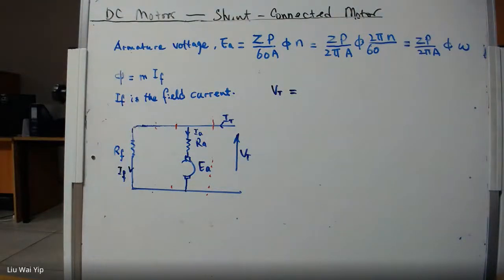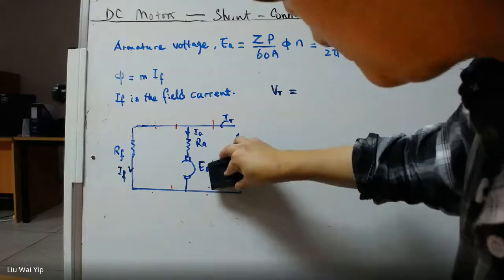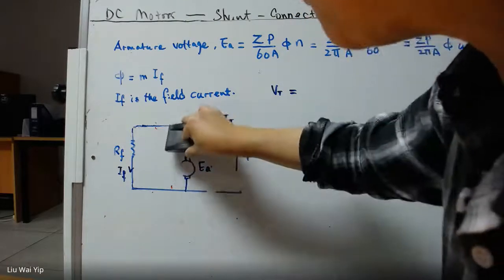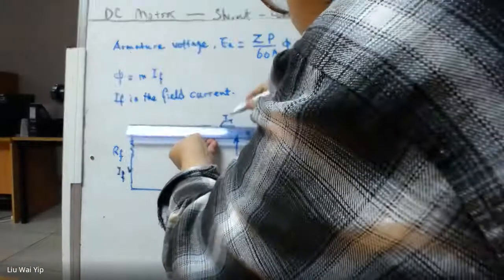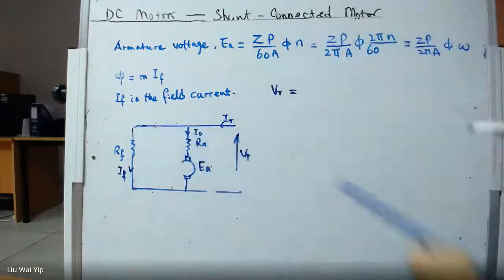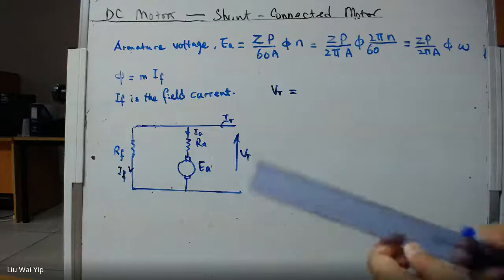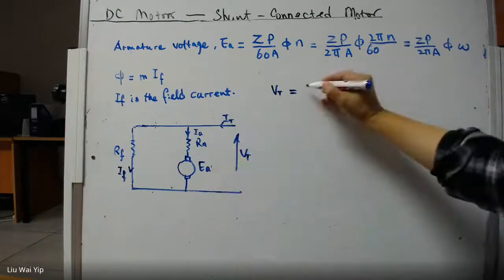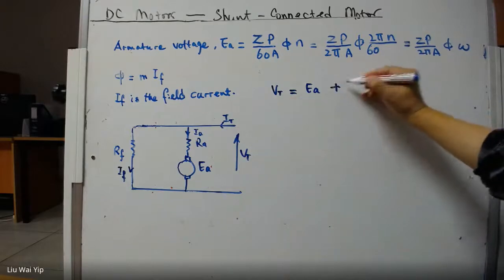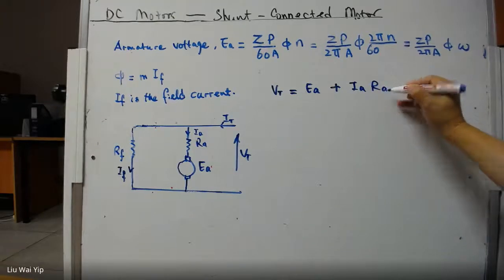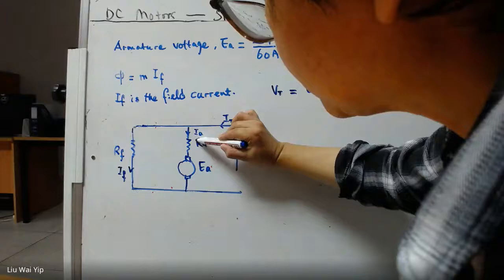Now, with all these tips, can we work out the relations between the torque and also the rotor speed? So the very first thing is to write down the basic formula, the basic relations for the armature. And then IA times RA, where IA times RA is the potential difference across the armature resistance.